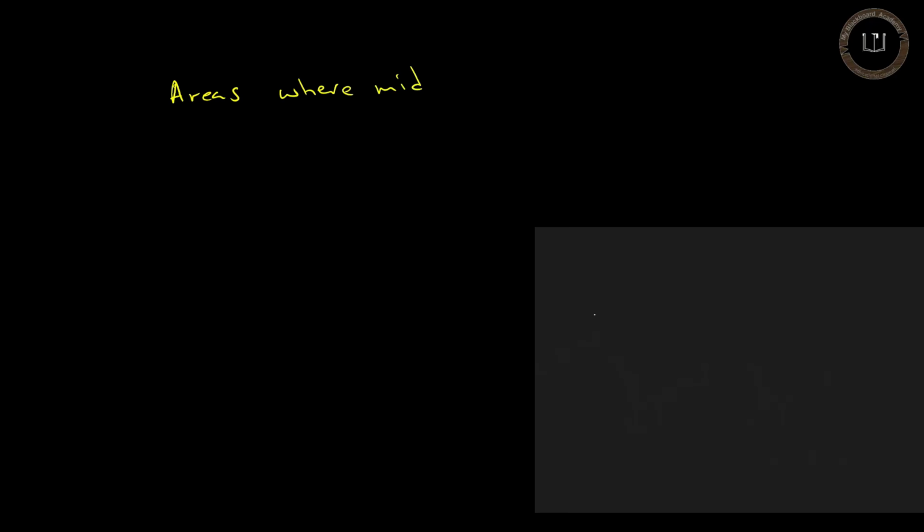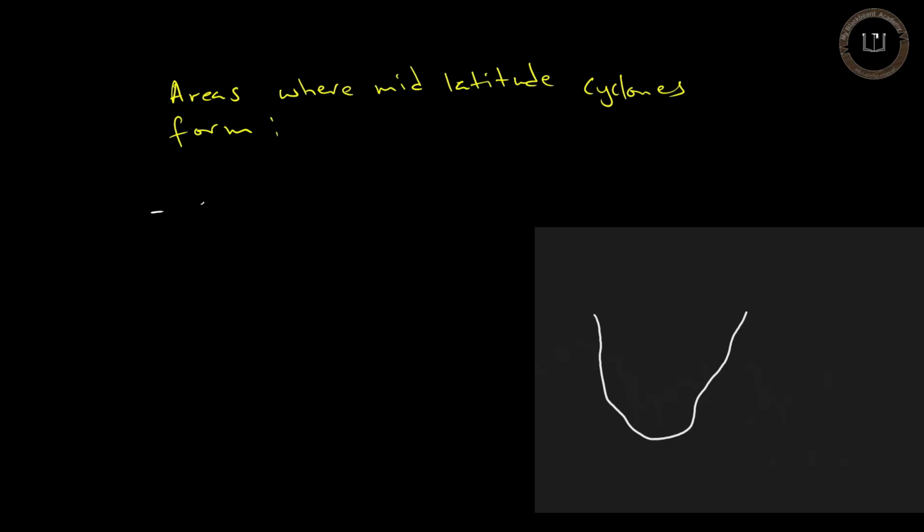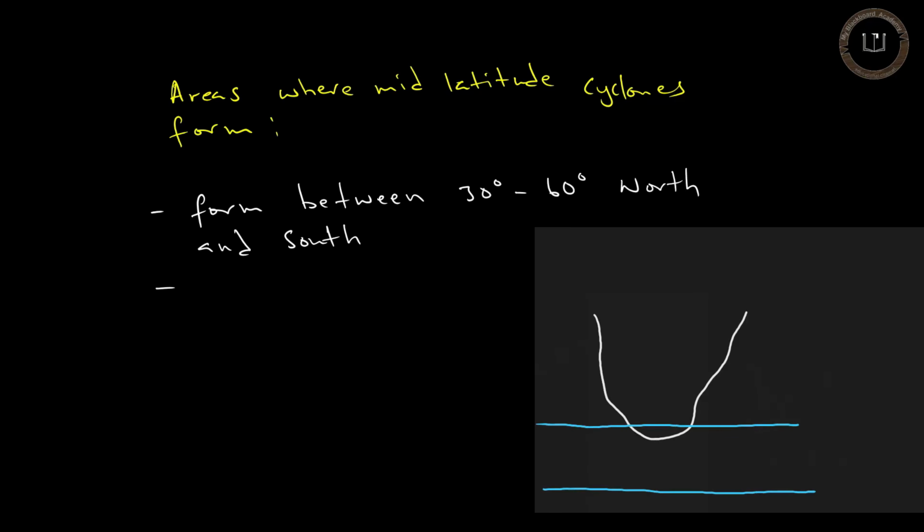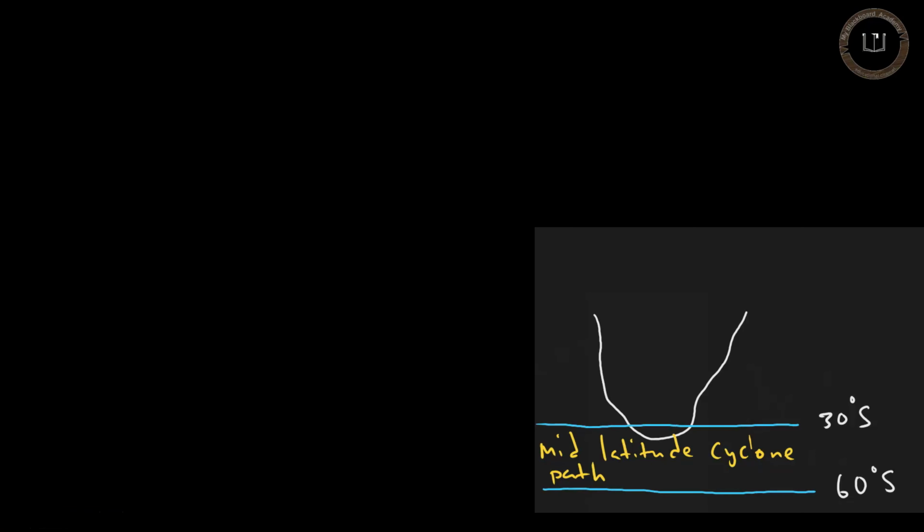Areas where mid-latitude cyclones form. Mid-latitude cyclones form between 30 to 60 degrees north and south, where warm moist air from the tropics meets cold drier air from the polar regions. The two masses meet along the polar front. The westerly winds blow in the same latitudes too. In winter, mid-latitude cyclones move north following the migration of the sun.